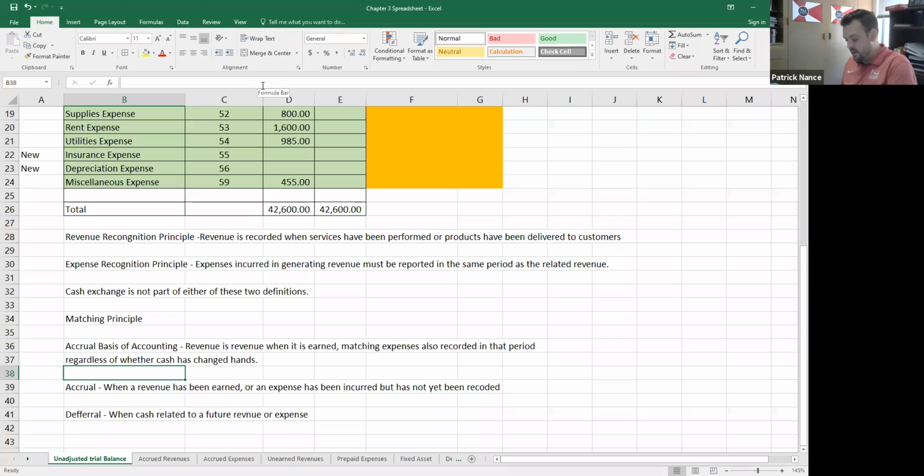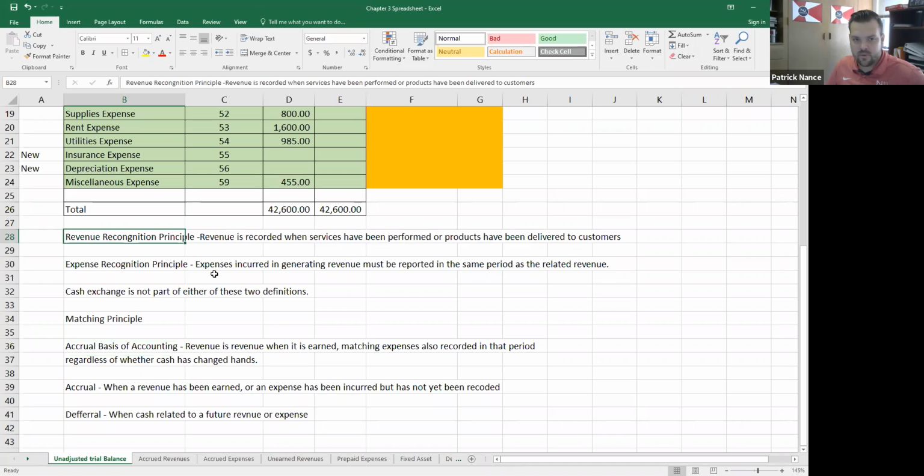Moving on from that, the revenue recognition principle. Revenue is recorded when services have been performed or products have been delivered to customers. Once I have earned it, which is done through performing a service, if I'm a service business, or delivering a product to a customer, once I have earned it, it is a revenue. Whether or not I've been paid for it does not make a difference.